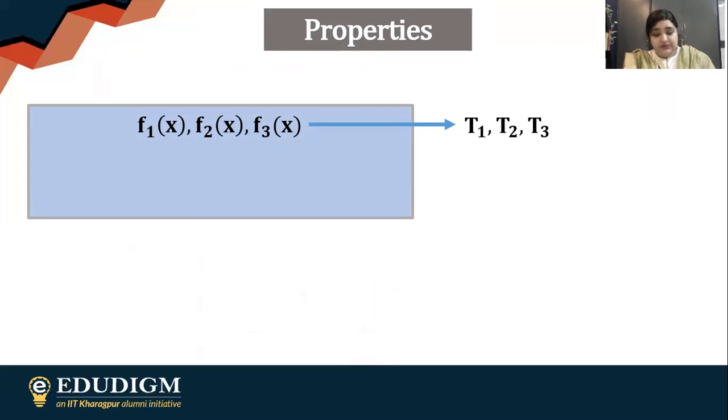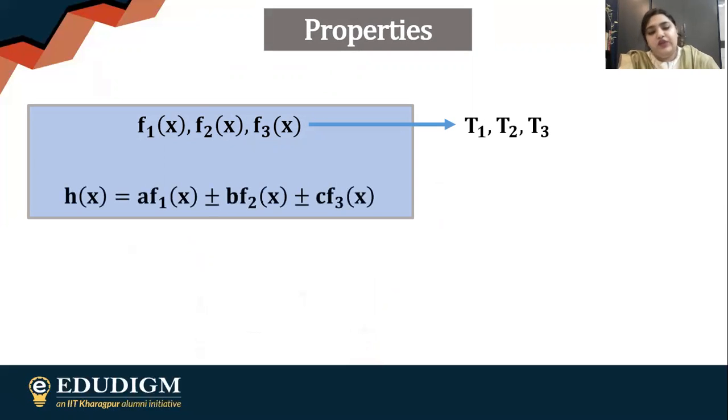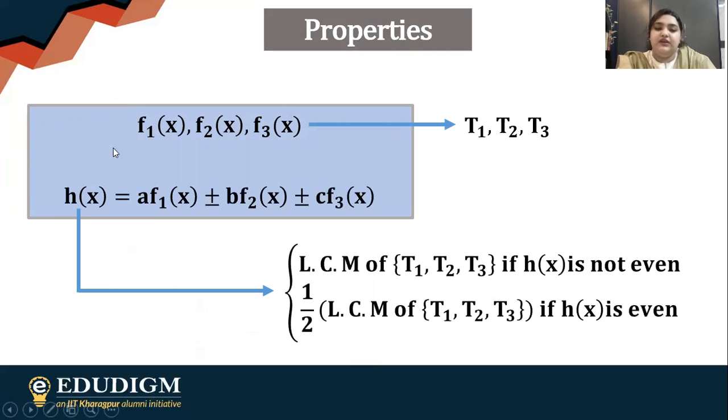The next portion is very, very crucial because you need this formula for a lot of sums, especially for MCQs and different types of sums you will have in different competitive exams as well. Suppose I'm considering a few functions, they are periodic with respective periodicities. If you consider any linear combination of them, you will see that the combined function will also be periodic, and the periodicity will be the LCM of the respective periods if the function is not even, and if it is even, the periodicity will be half the original one.